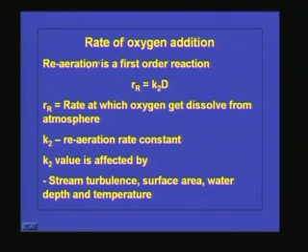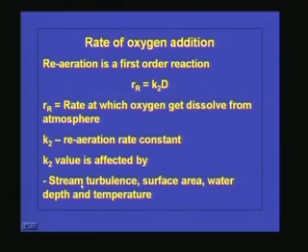Now we will see how we can find out the rate of oxygen addition. The reaeration is also assumed as a first order reaction. So RR, the rate of reaeration, is equal to K2 into D. RR is the rate at which oxygen gets dissolved from the atmosphere, and K2 is the reaeration rate constant, and the K2 value is not a constant, it is affected by stream turbulence, surface area, water depth and temperature.